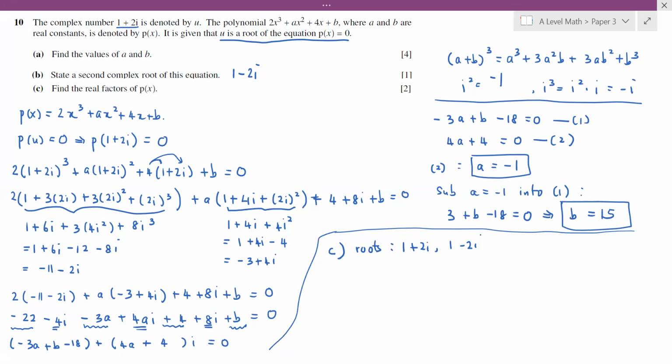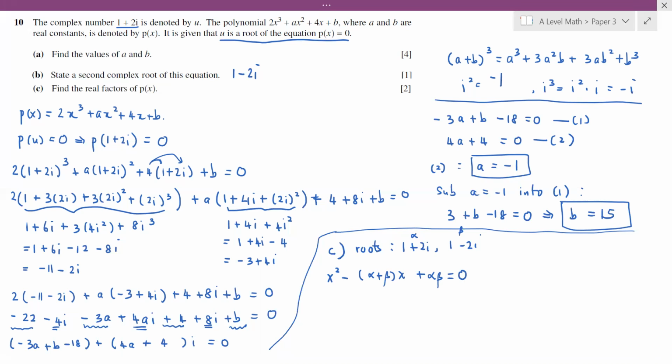The quadratic factor is always given in the form of x squared minus the sum of roots. Let's say this is alpha, that is beta. So you have x squared minus (alpha plus beta) x plus alpha beta equals 0. That will give us a quadratic factor.